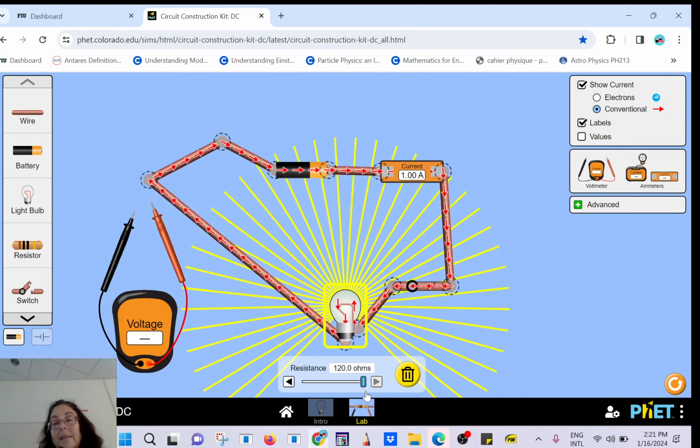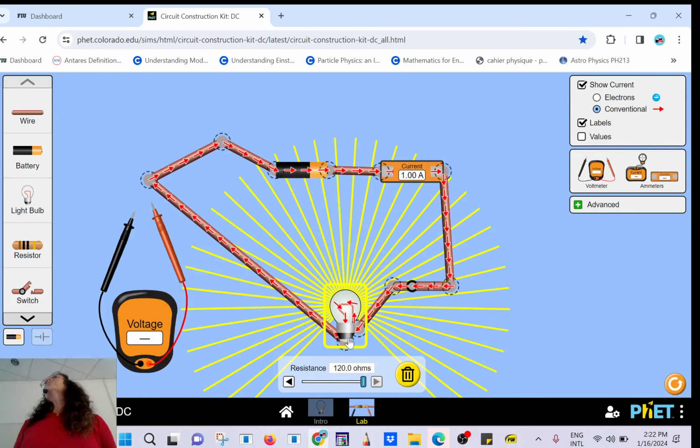The larger the resistance, the dimmer it gets. Which means if you have a 100-watt light bulb and a 40-watt light bulb, which one is the brightest if you just connect to the outlet? 100 or 40? If I give you the choice, can you touch a 100 or a 40 watt?